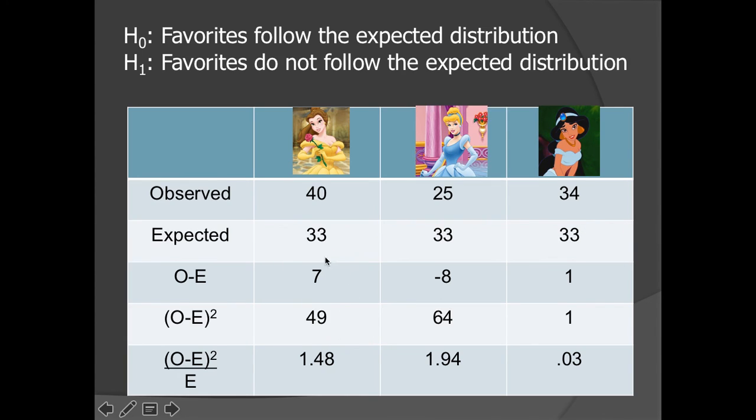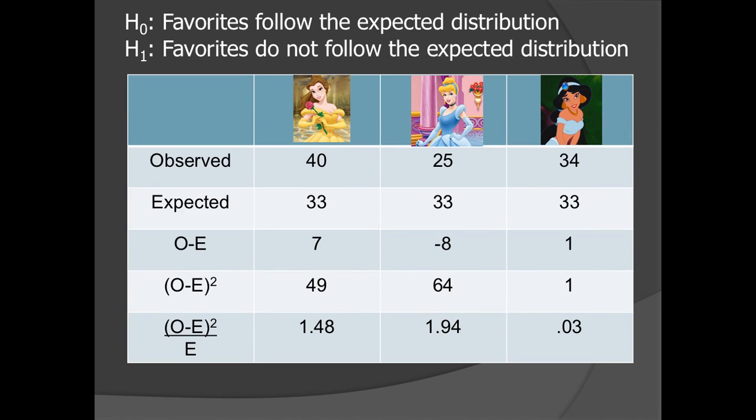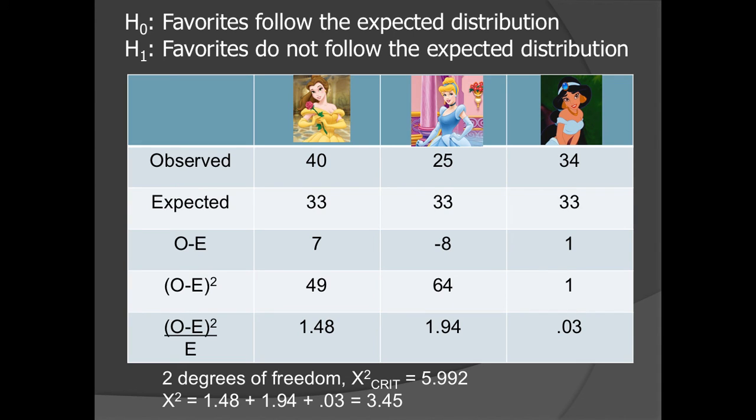So 49 divided by 33 is going to give us a value of 1.48. 64 divided by 33 is going to give us a value of 1.94, and 1 divided by 33 is going to give us a value of 0.03. Then we need to sum these up to get our chi-squared value. So our chi-squared value is 1.48 plus 1.94 plus 0.03, which gives us a chi-squared value of 3.45.